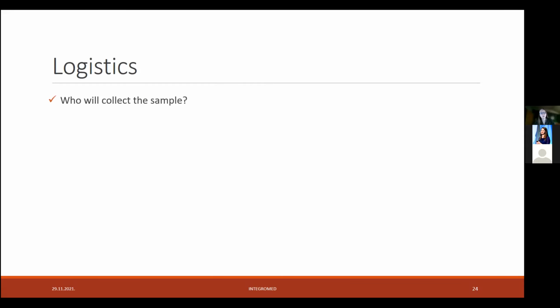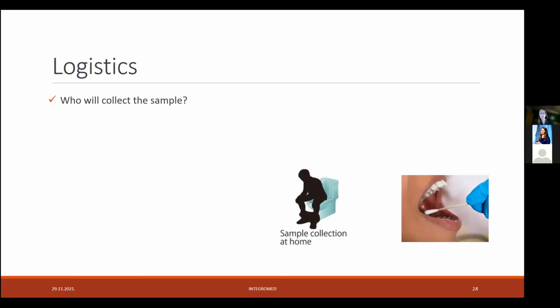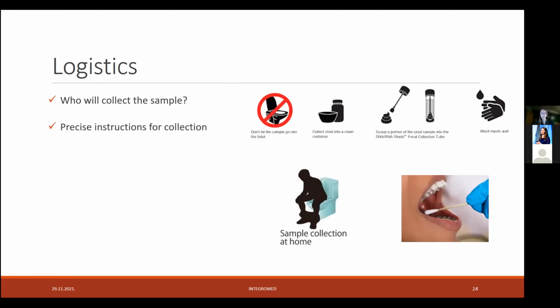For example, who will collect the sample, whether it will be a patient at home or a medical professional who will do that. You should ensure precise instructions for collection, independently of whether it's the patient itself or the medical professional who collects the samples, as we know some mishaps in sample collection could impact your results significantly.